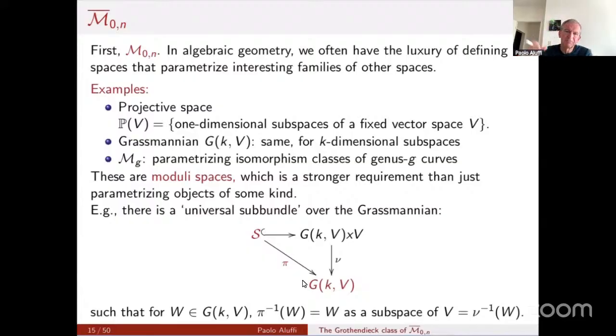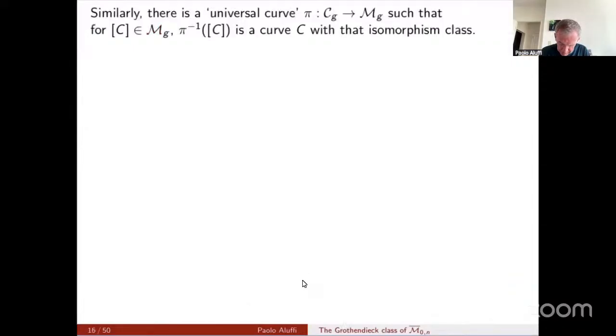Now, after you define the Grassmannian, if you want to parameterize a family of subspaces of a fixed space, all you need to do is map to the Grassmannian and pull back this bundle. I'm talking about the Grassmannian because maybe the average person is more familiar with Grassmannians, but the same story happens for curves, for the modular space of curves. There is a universal curve whose job is to represent the curves that a point in the modular space is associated with.